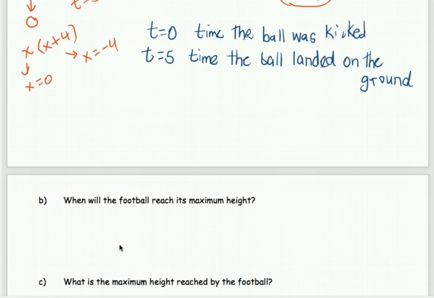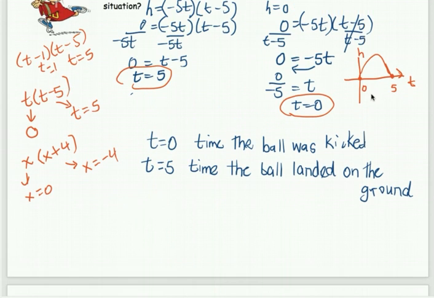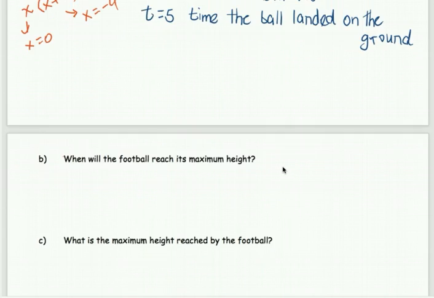So when will the football reach its maximum height? We're looking at what time it would get to the max here. Let's analyze the sketch that we made. Right here at the top, that's halfway. So what would halfway between these two values be? That's what we need to find here. We have t equals 0 and we have t equals 5.